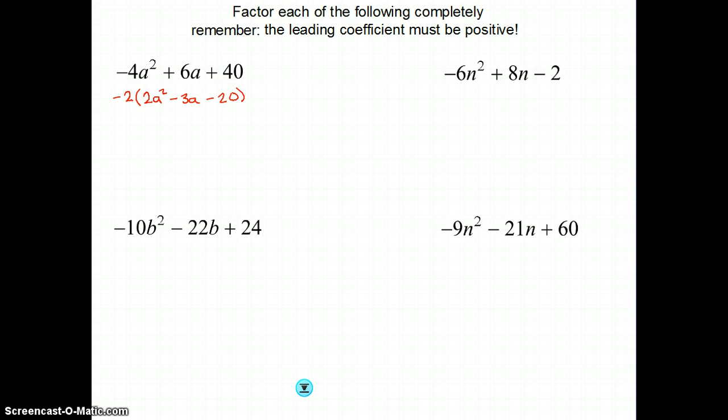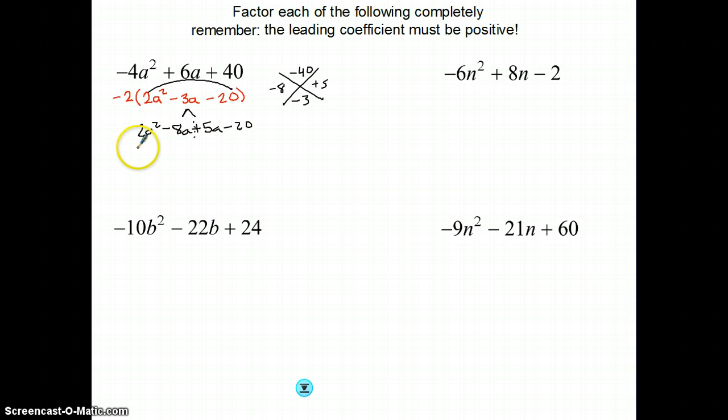I now use the diamond on the remaining trinomial inside the parentheses. 2 times negative 20 is negative 40. My middle coefficient is negative 3. Two numbers that multiply to negative 40 and add to negative 3 are negative 8 and positive 5. So I rewrite my negative 3a as negative 8a plus 5a. I still have that 2a squared on the front and the minus 20 on the back.